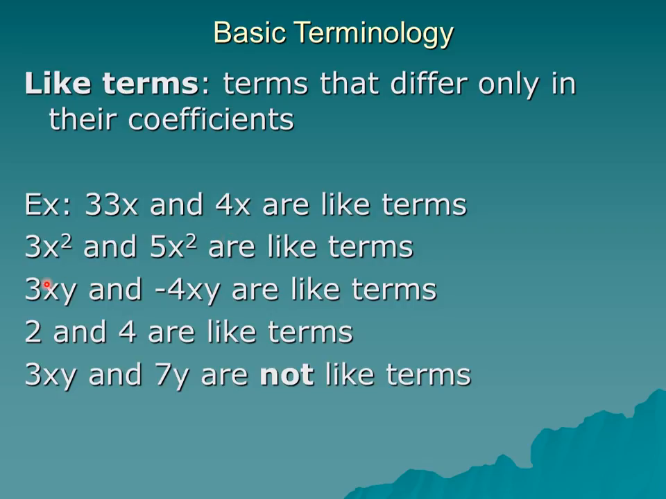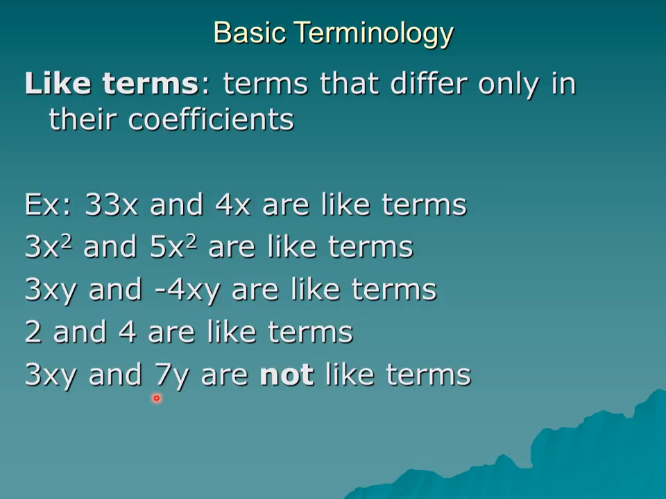Now here, 3x squared and 5x squared are like terms as well, because their x squared is the same. The only difference is 3 and 5. Next one: their numbers are the same. They have different signs as well, but they are still like terms because the variables are the same. 2 and 4 are like terms. But look at the last one, 3xy and 7y. They are not like terms, basically because they don't have the same variables. 3xy has x and y both, but 7y has only y. So they are not like terms.